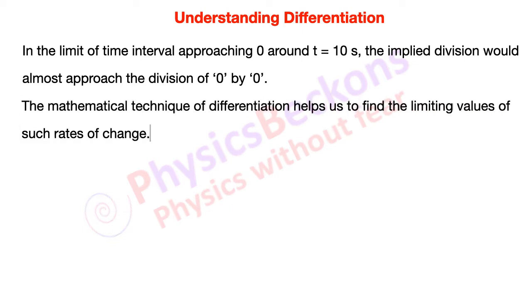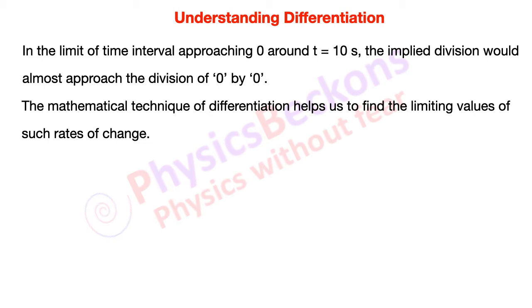The mathematical technique of differentiation helps us to find such limiting values of the rates of change. We should be very clear about it. We want the rate of change at t equal to 10 seconds. So time has to be close to 10 seconds. The interval has to be very, very small. So the corresponding speed change will also be small, and the ratio of change in speed to the very small time interval taken will be almost 0 by 0.